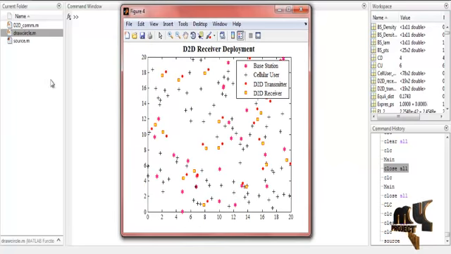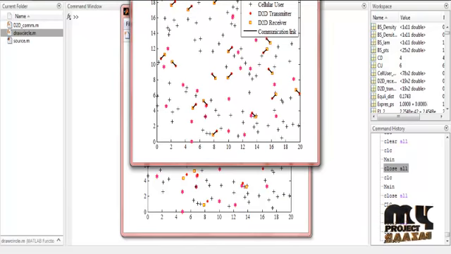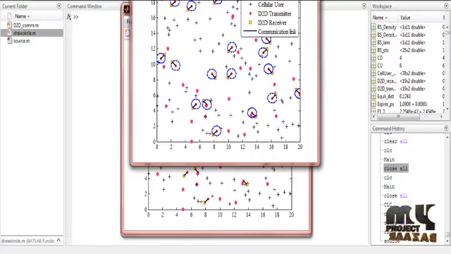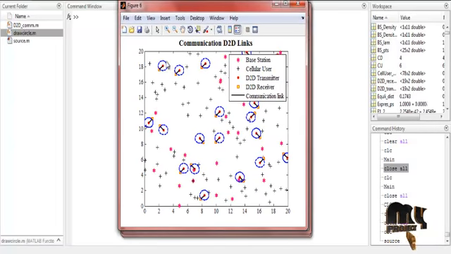the D2D receiver deployment. In the D2D receiver deployment, here we are using the D2D transmitter and then the receiver, and also the cellular user of the process. Next figure, the communication link of the D2D links. The D2D links are between the base station, cellular user, D2D transmitter, receiver, and then the communication link between the transmitter and receiver of the process. So this is the connectivity between the D2D receivers. Overall, it is circled in the process of the particular communication D2D links.